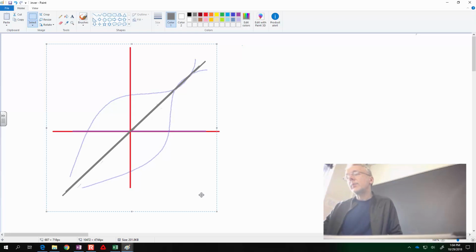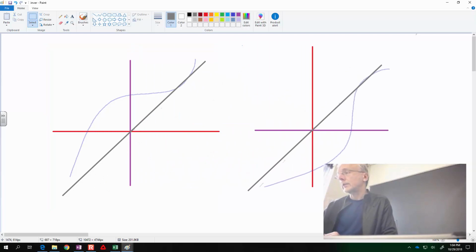So the shape of the graph could be anything. Anything can be flipped because it is simply a transformation of the plane. So anything you can draw on the plane can be flipped this way. But we certainly concentrate, for the most part, on graphs of functions.